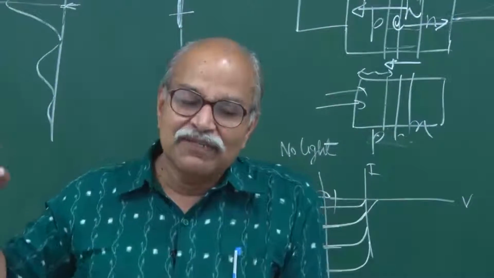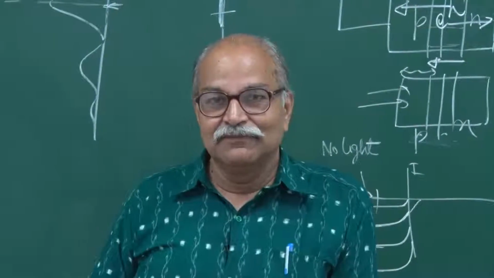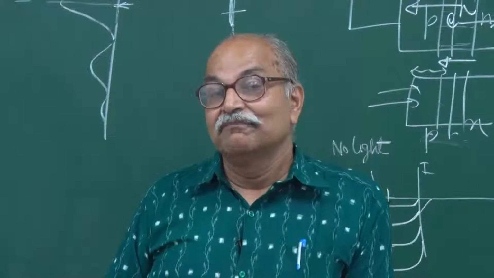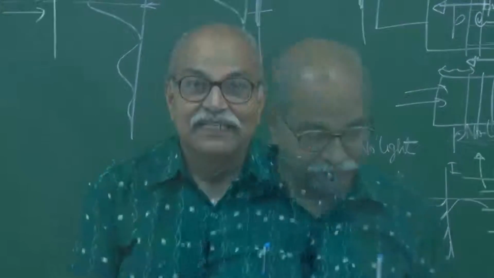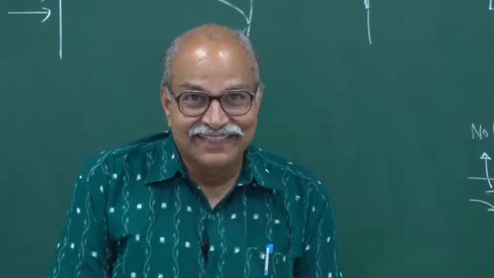So all those experimental things are to be taken care of, but nevertheless you do have a system which can detect light and which can measure its intensity. So that is a photodiode. How does it look like? How does a photodiode look like?